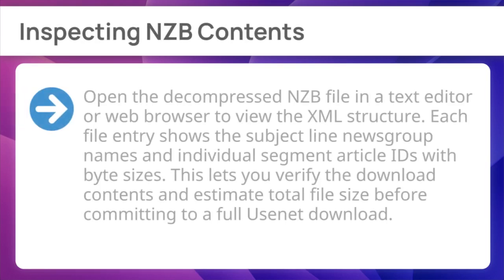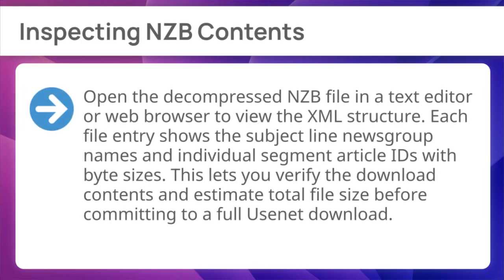Finally, inspecting NZB contents. Open the decompressed NZB file in a text editor or web browser to view the XML structure. Each file entry shows the subject line, newsgroup names, and individual segment article IDs with byte sizes. This lets you verify the download contents and estimate total file size before committing to a full Usenet download.